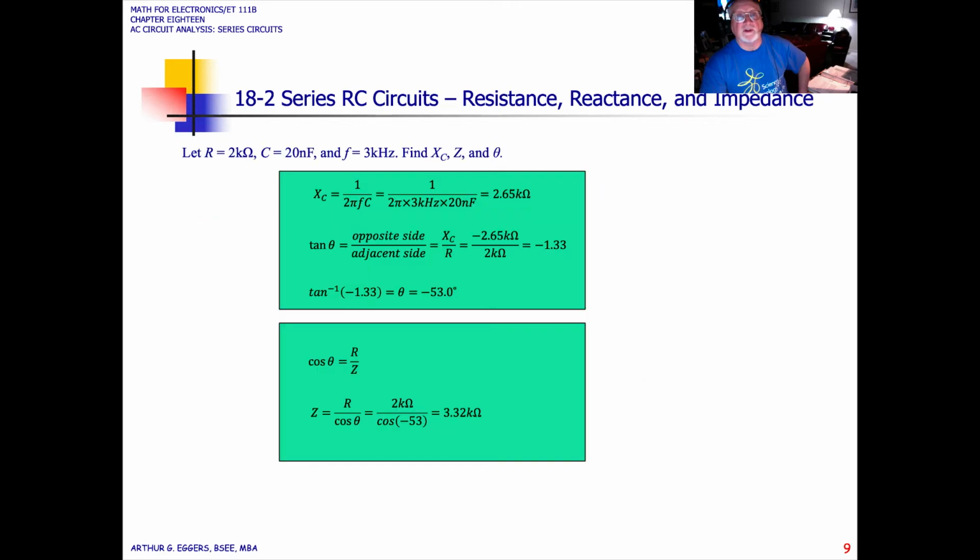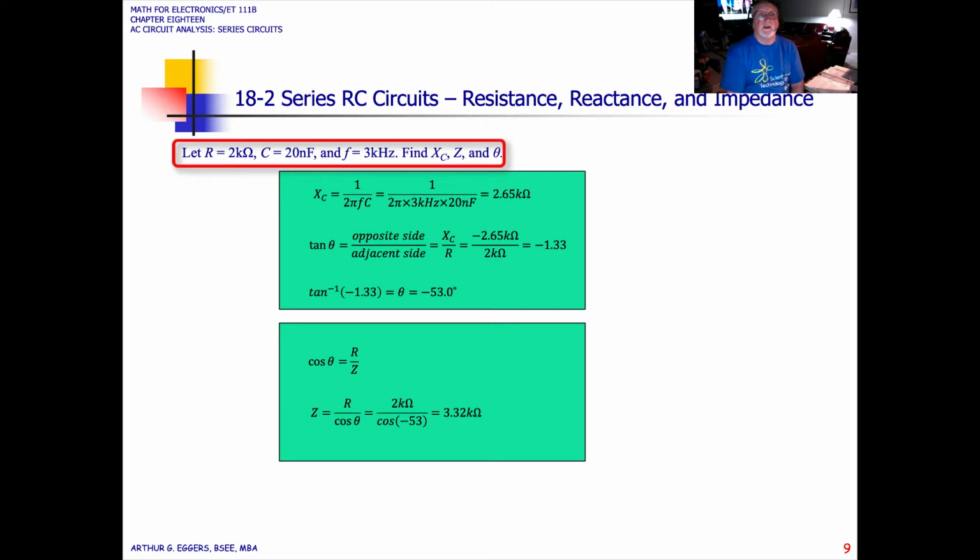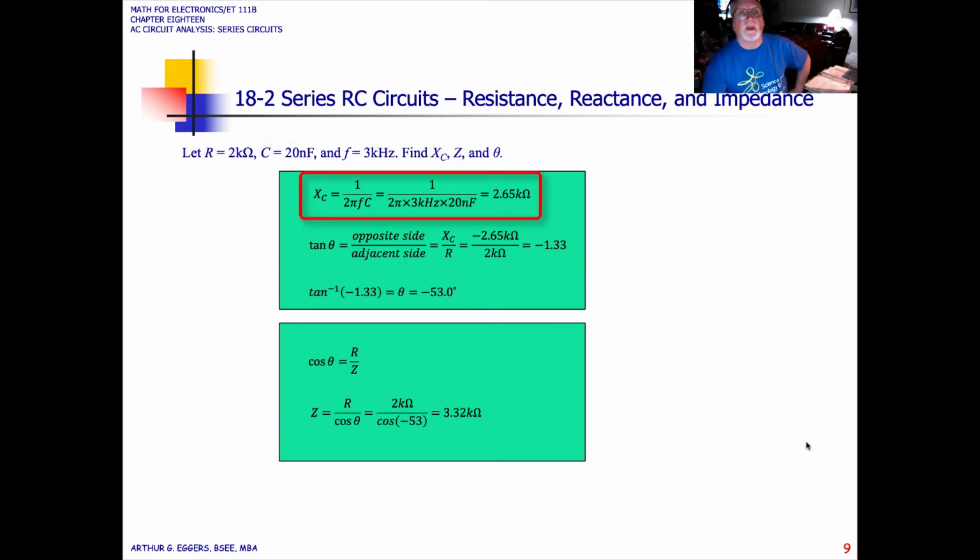supplied voltage. So another example, we're going to take a simple RC circuit where we're going to have a 2K ohm resistor and a 20 nanofarad capacitor. Now we start introducing the frequencies in here. So f is equal to 3K hertz, and they want us to find the capacitive reactance, the total impedance, and the angle theta. So we're going to start with that relationship.